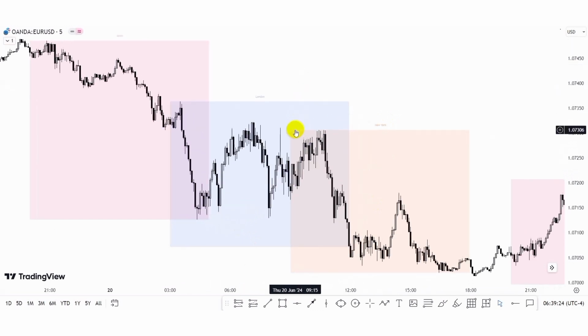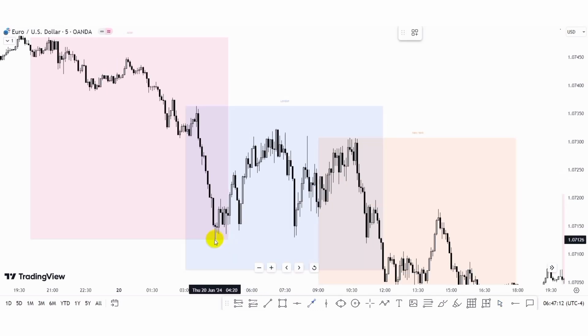Now you can see we have the open of the New York session here. By 9 a.m. we have the open of the New York session. So you can see this is the London and New York session overlap, because this is where we have the close of the London session. We have the open of the London session here. So we have the overlap period from here to this particular place here.